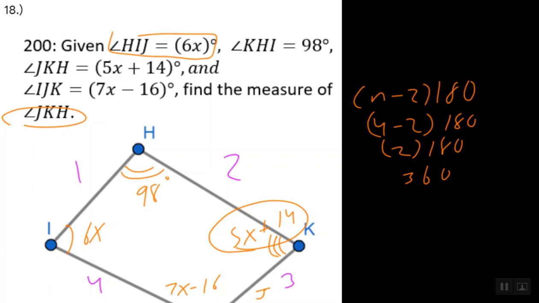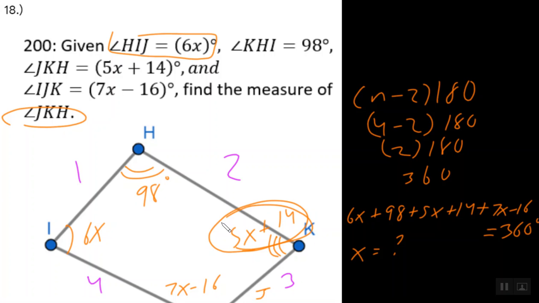Let's see if I can fit this in. We can say 6x plus 98 plus 5x plus 14 plus 7x minus 16 all equals 360 degrees, and all you have to do is solve for x. Now notice whatever x is equal to, you'll then have to plug it back into this angle JKH, which is going to be 5x plus 14. So just plug it in right there, and you'll find your answer. Alright, let's move on to the next problem.